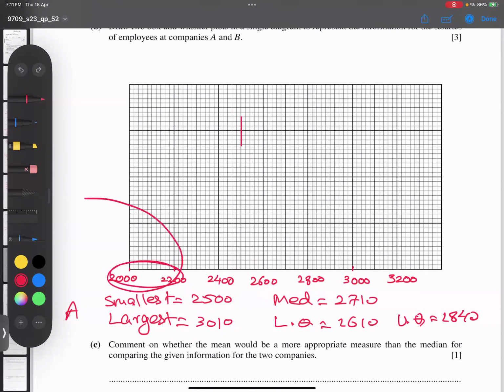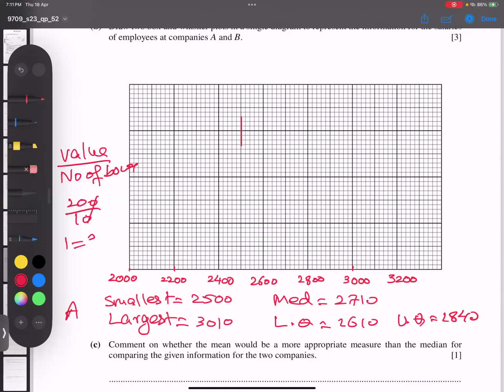How much is the value difference? 200. So what is the formula? Basically, in this kind of question: value divided by number of boxes. So what is this value? 200. And boxes are 10. So it means one box is representing 20.